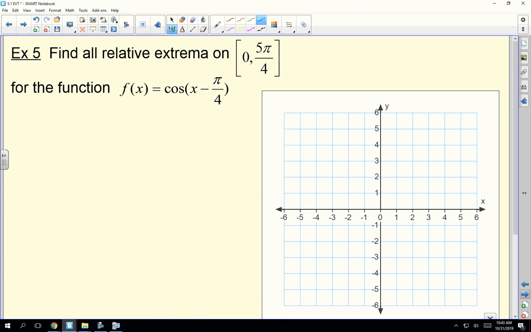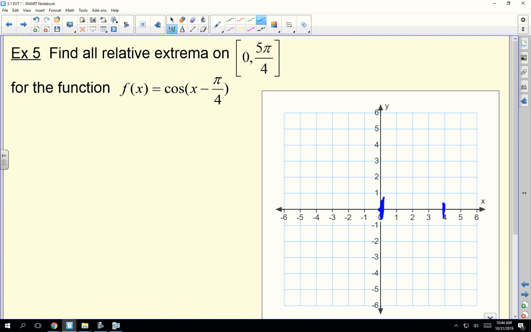So on the closed interval 0 to 5 pi over 4, that's from about right here to 5 times 3 is 15, 15 divided by 4 is almost 4. So we're kind of going between here and here. We've got the function f of x equals cosine of x minus pi over 4. So write that down. Are there any domain restrictions for the cosine function? Any vertical asymptotes? Any jumps? Any holes? No, it's a nice continuous function.